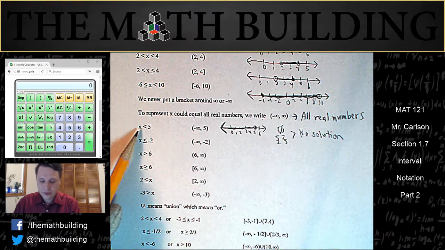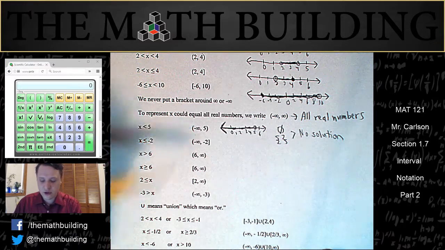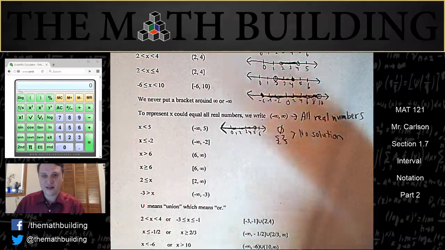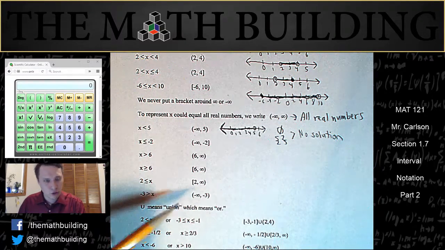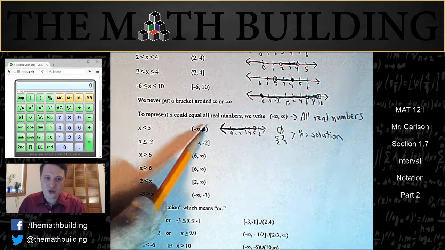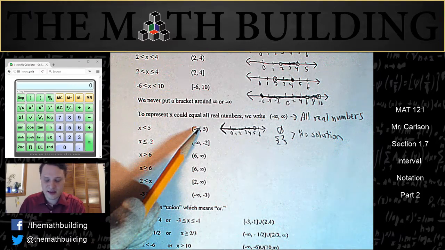Notice, by the way, that if you have negative infinity in interval notation, negative infinity should always be on the left, and positive infinity should always be on the right side of these intervals. And that just should make sense because this number will always be smaller than this number. So I should never see a negative infinity here, and I should never see a positive infinity here.